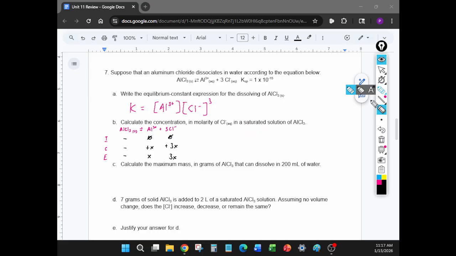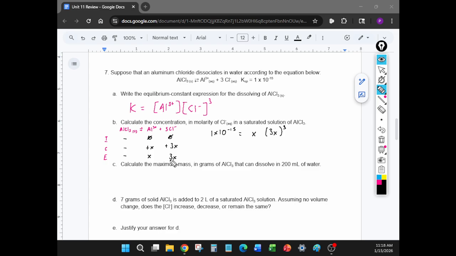Okay, so we're going to use our equilibrium constant expression now to set up what we have. So the K value is 1 times 10 to the negative 15, and that is equal to Al3+ concentration, which at equilibrium is X, and Cl- cubed, and it's 3X. So 3X cubed. And so if we're just trying to find the concentration, the molarity of Cl-, we just need to solve for X and plug it in for this right here. Okay, so that's how we can do it without any of the actual numbers. We can just use the K value and our ice table to figure out the concentration at equilibrium.